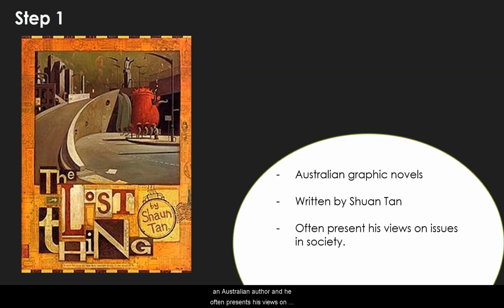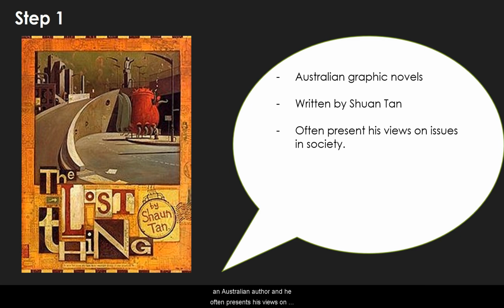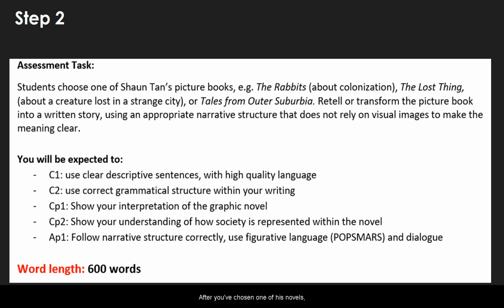Step 1, you need to read the novels. So Shaun Tan, he's an Australian author and he often presents his views on society through graphic novels. And these are great for our international students and EALD students because it allows you to understand the story without having to read too much text. After you've chosen one of his novels, it could be The Rabbits, The Lost Thing, or Tales from Out of Suburbia, you need to retell or transform the picture book into a written story using narrative structure.